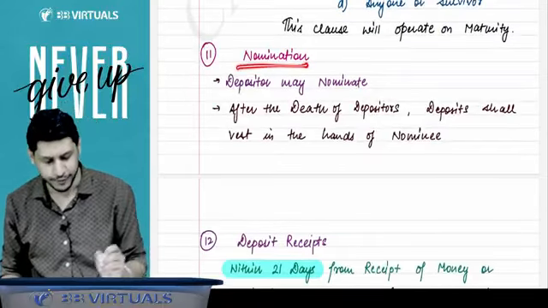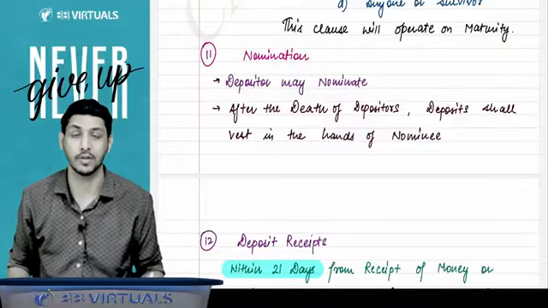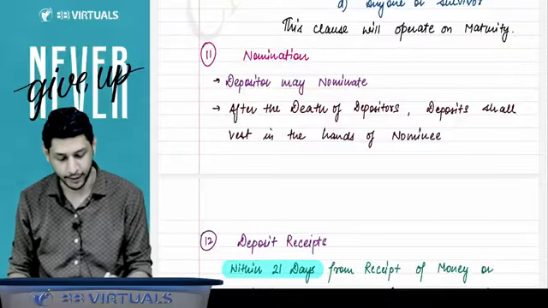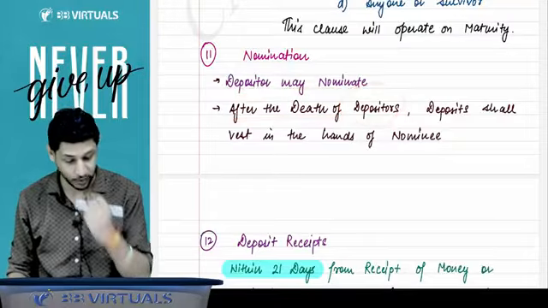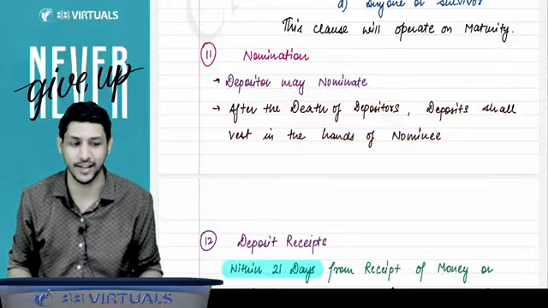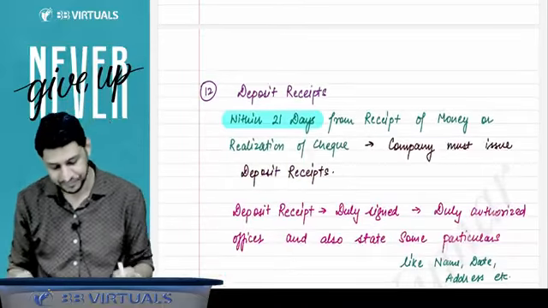Then, sir, can we keep a nominee for our deposits? Yes, the depositor may nominate, and after the death of the depositor, the deposit shall vest in the hands of the nominee. Got it? Got it, sir.